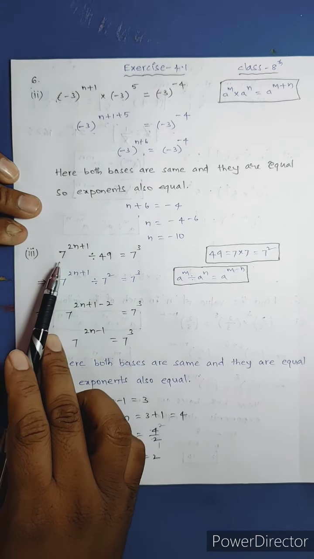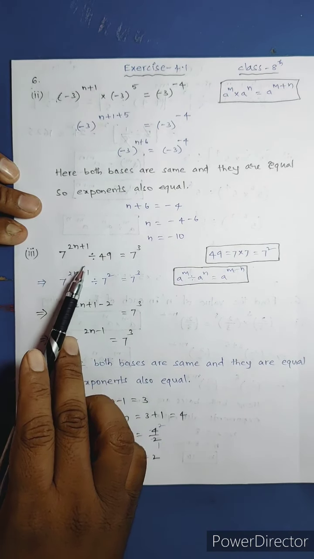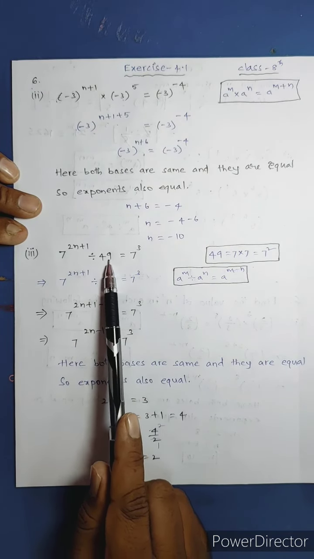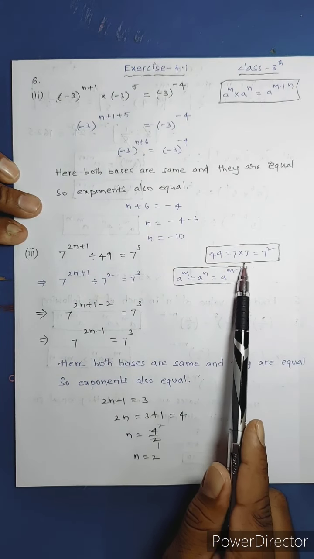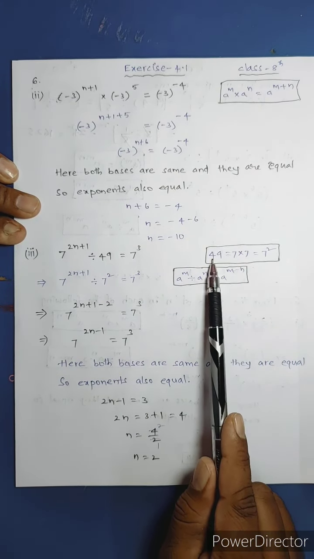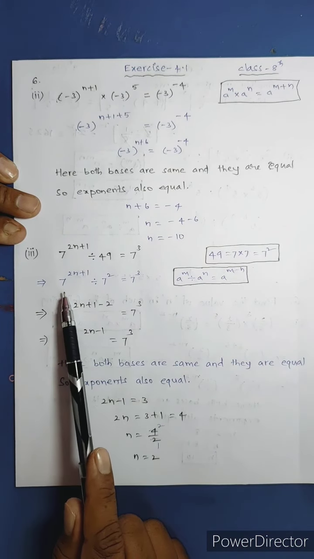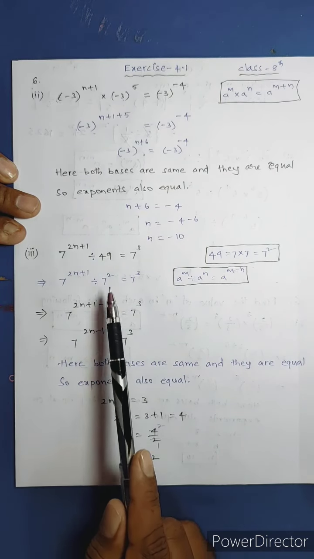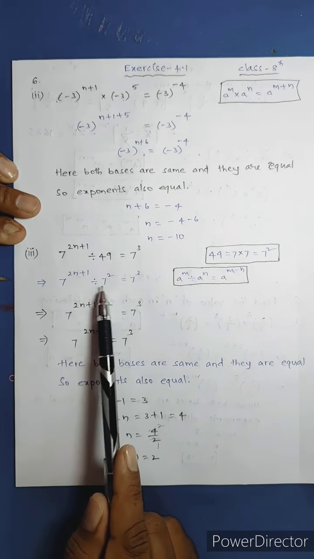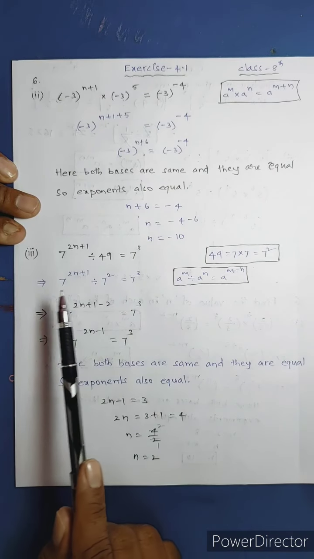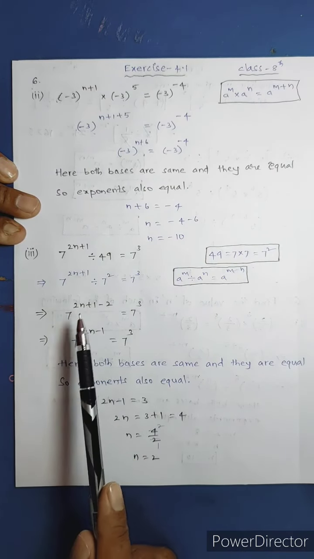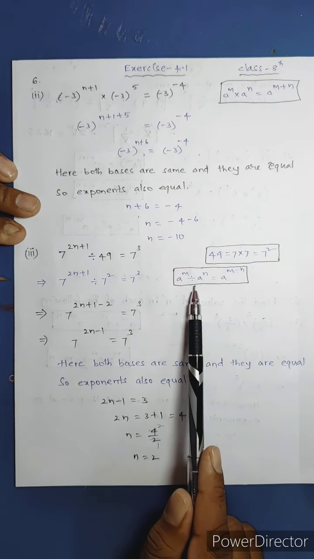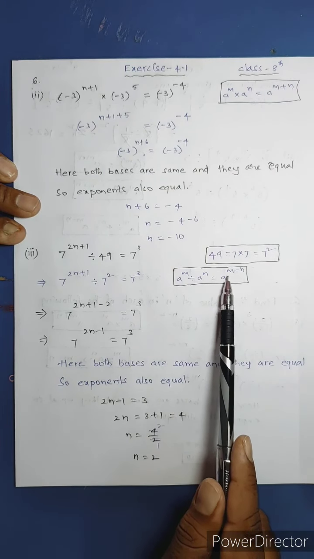Now third problem. 7 power of 2n plus 1 divided by 49 equal to 7 cube. Now find the prime factors of 49. 7 sevens are 49, so instead of 49 we can write 7 square. 7 power of 2n plus 1 divided by 7 square equals 7 cube. Now these two bases are same and they are in division, so we can subtract the exponents. 7 power of 2n plus 1 minus 2, using this formula: a power of m divided by a power of n is equal to a power of m minus n.